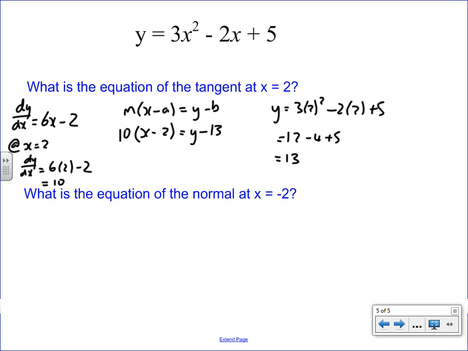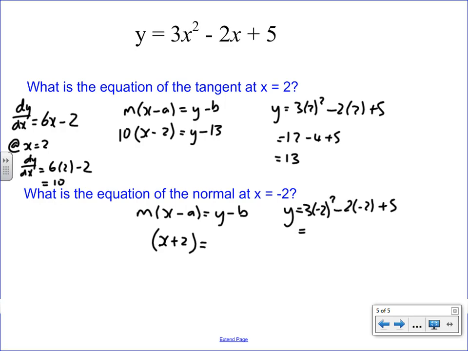Okay, next one, the equation of the normal. Normal is a type of line, so we write m, x minus a is y minus b. We know that x is minus 2, so we get x plus 2 there. We will find out what y is when x is minus 2 by subbing the minus 2 into the original equation. 2 lots of minus 2 add 5, which is 12 add 4 add 5, which is 21. So that's y minus 21.